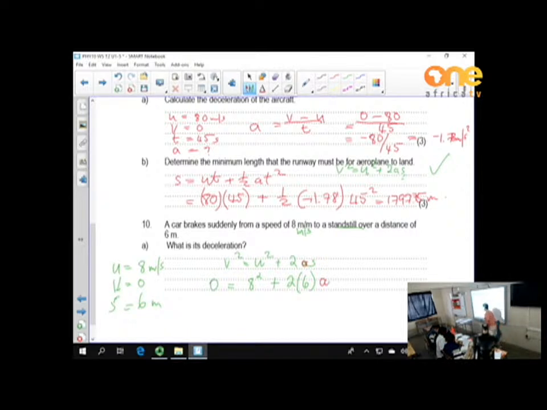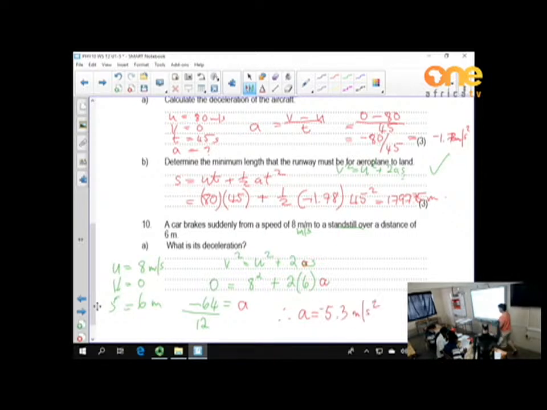So, if I take 8 times 8 across, it becomes minus 64. Are you with me? Yes. We're looking for a. So, minus 64. And here 2 times 6 is 12. So, if I divide by 12, I should get a. So, a is equal to 64 divided by 12, 5.3, and it's minus 5.3 meters per second squared.